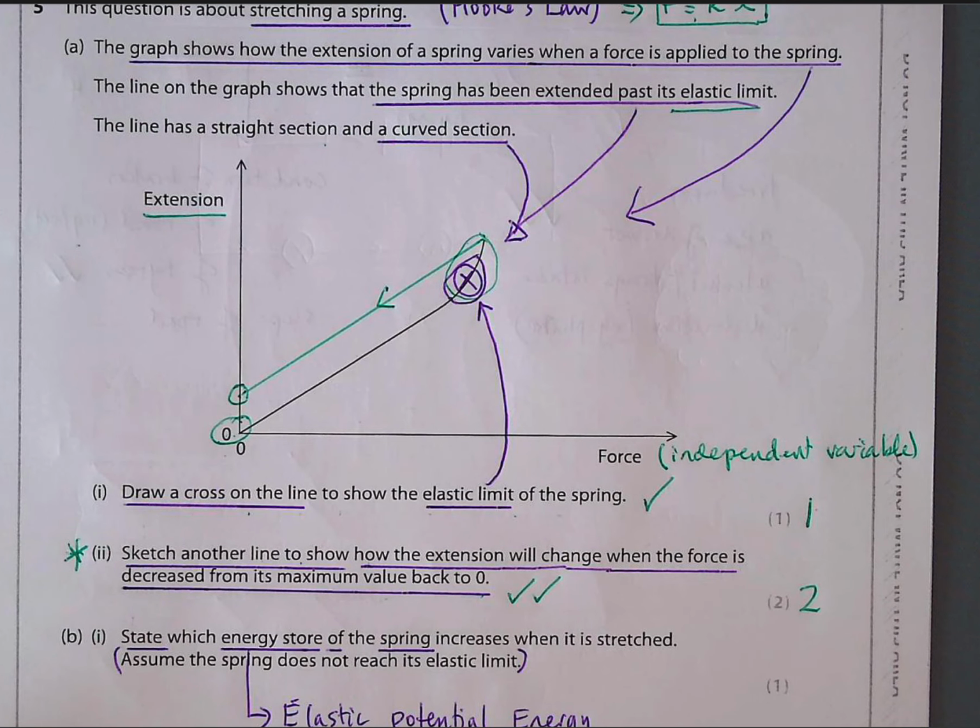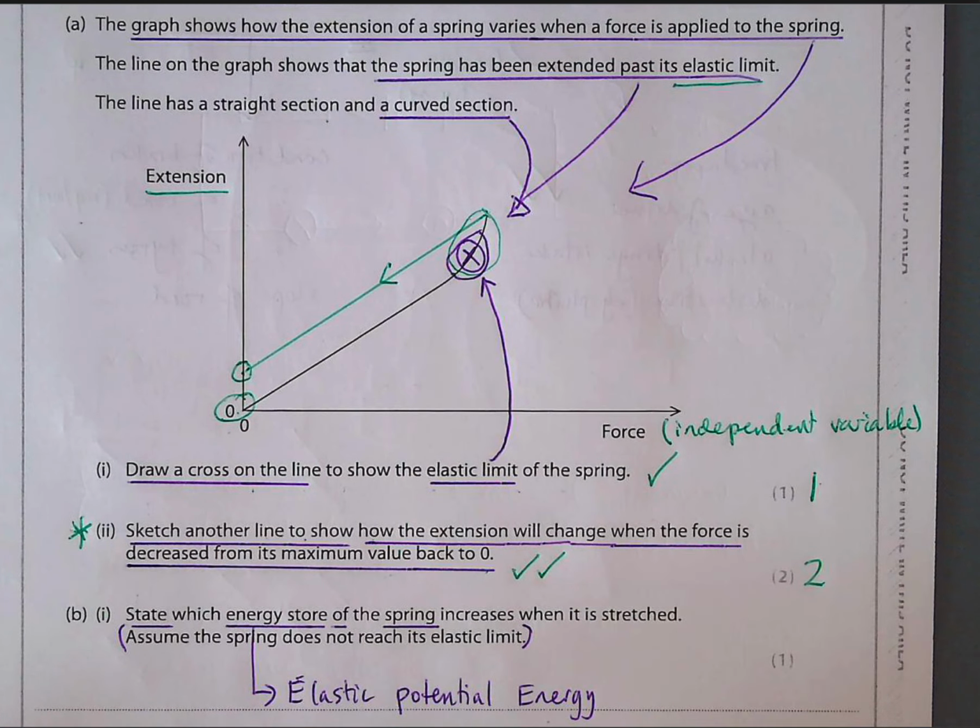It then wants to talk about what's happening. Well, it wants you to know what type of energy, state it, don't need to explain it. State which energy store of the spring increases when it is stretched. In other words, what energy does a spring store in it? So a spring is like an elastic band, stores elastic potential energy. That's the only way you can get that mark.